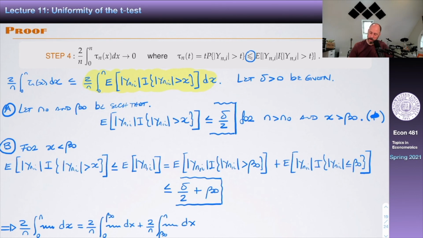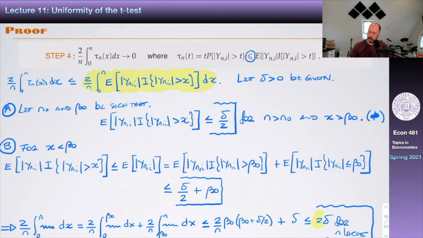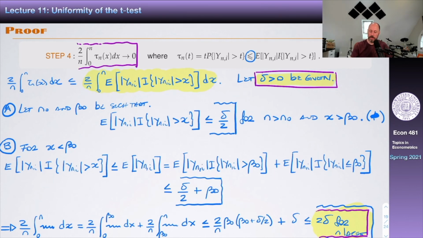And so, using the previous two results, it's just going to be less than or equal to 2 times 2 over n beta naught plus delta divided by 2 plus delta, and this is less than or equal to 2 delta for n large. So since delta was arbitrary and given, and we showed that this integral is less than or equal to 2 delta, we then show that the integral of this object over here goes to 0.